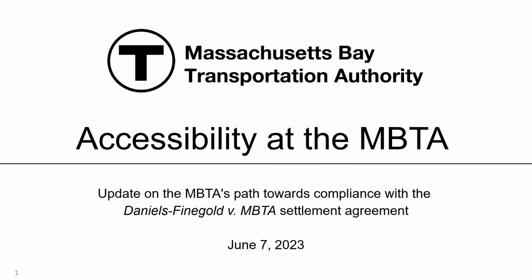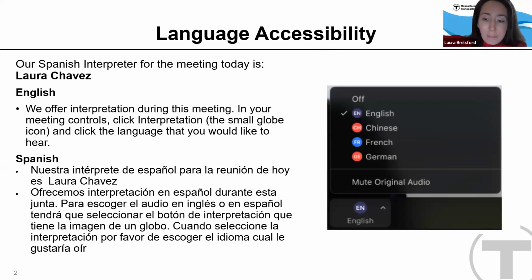Yeah. All right, I will be your MC for the afternoon, but before I get started, I just wanted to go over a few meeting logistics. We are offering Spanish interpretation during the meeting today. In your meeting controls, if you're interested in this feature, you can click on the interpretation feature, the small globe icon at the bottom of your screen, and click the language that you would prefer to hear. Your choices today are either English or Spanish.